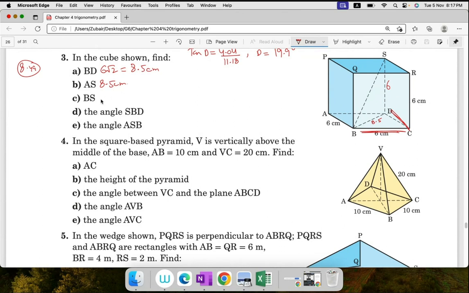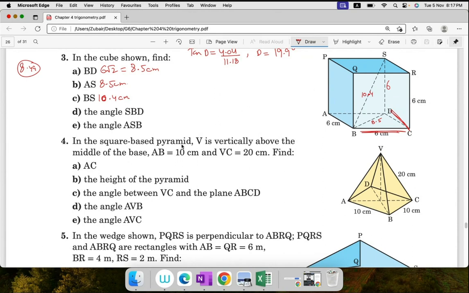So using Pythagoras theorem, I'm getting 10.4. Please confirm. Yes, sir, that is correct. This diagonal is 10.4.